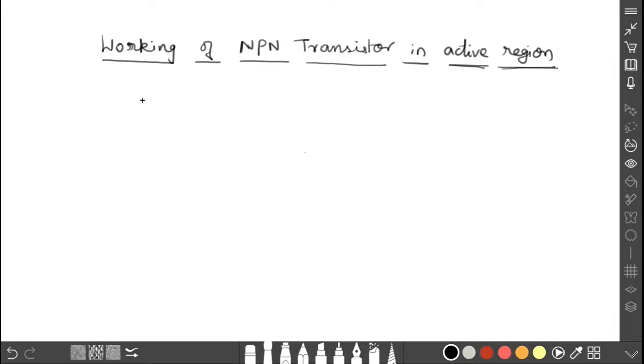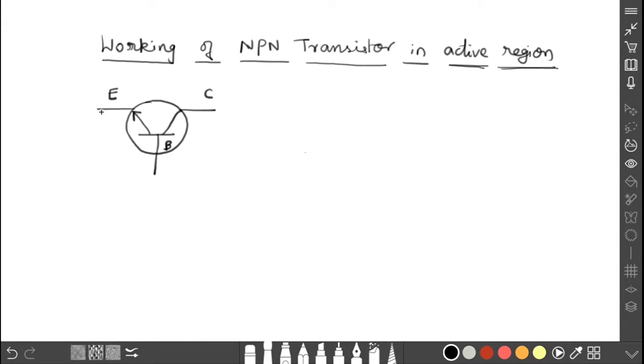First let me draw the NPN transistor. It consists of three terminals. Towards the N, the arrow mark should be there. So this is the emitter, this is the base, and this is the collector. By seeing this diagram you can understand.